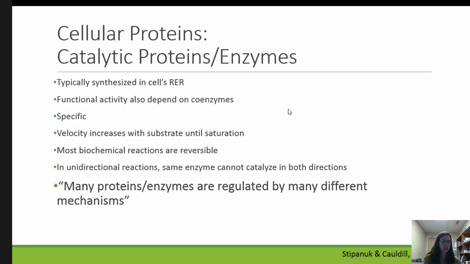So from the book, I just took this quote: many proteins and enzymes are regulated by many different mechanisms. So this is a really important take-home message, okay? Let's just think about this one enzyme, and it can be regulated by a lot of different mechanisms. So I can have a lot of different inputs from many different environmental factors, and they can all control this one enzyme, right? So this gives us a real advantage in metabolism because we can have all these different things happening and have them impact the same enzyme, and vice versa.